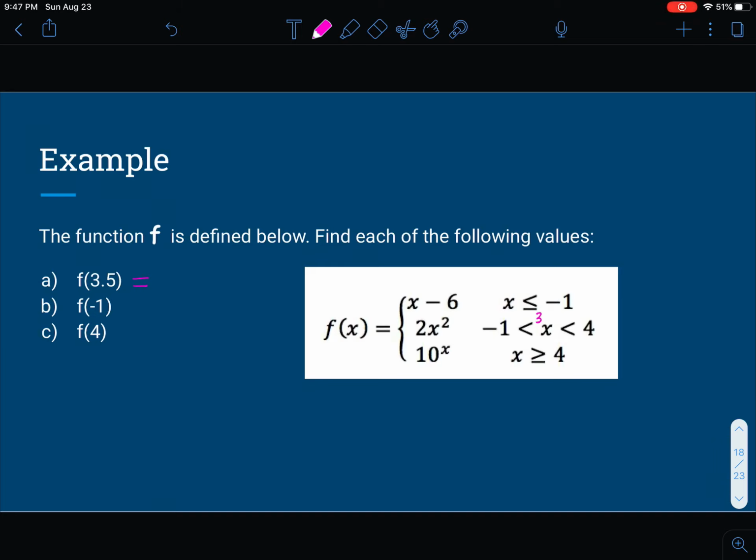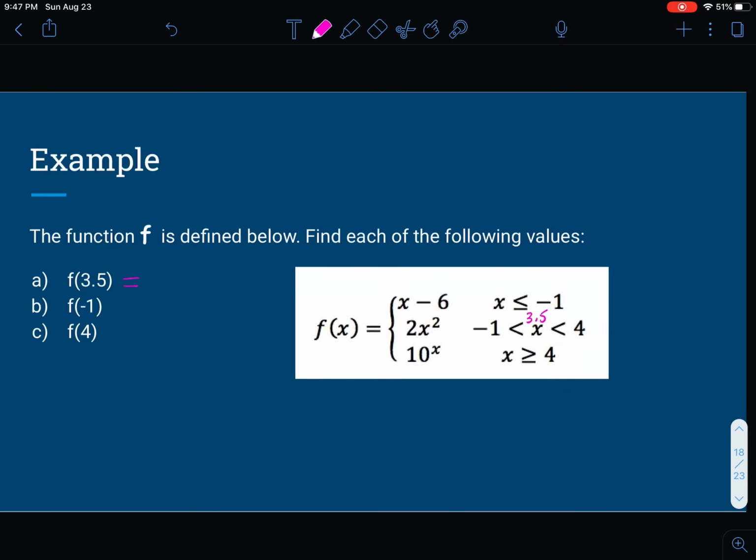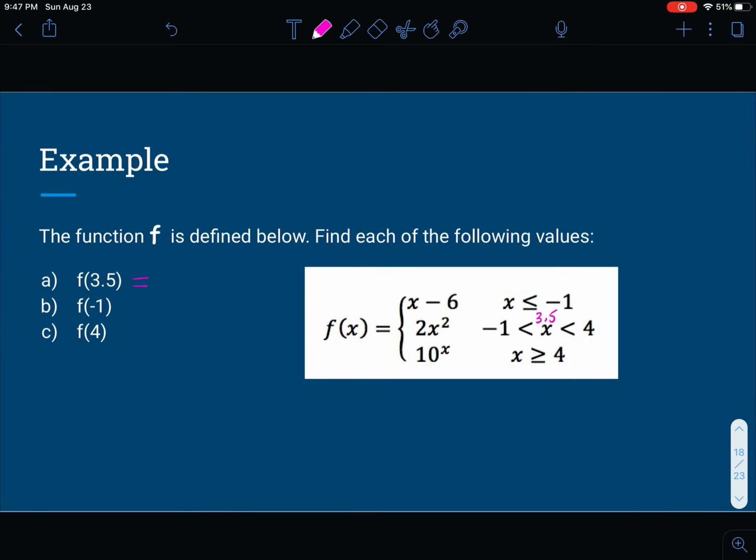Then we'd say, hey, what if we put 3.5 here? Would that fit? Is 3.5 less than 4 and greater than -1? Yeah, that fits right in between. So for this one, we're going to use this piece of the function. So this is 2 times 3.5 squared. So we have 3.5 squared, and then times 2, and we get 24.5.